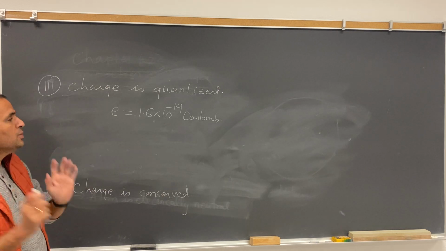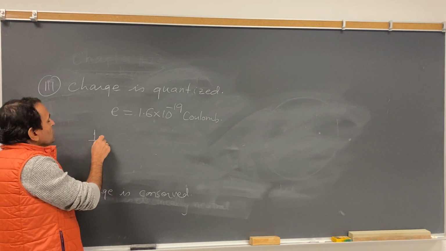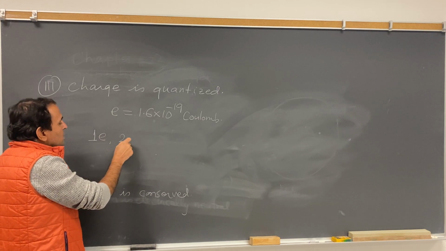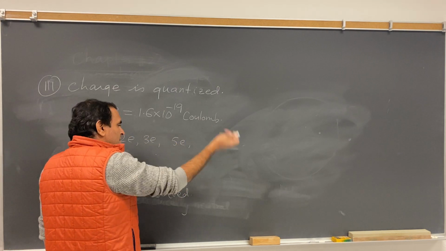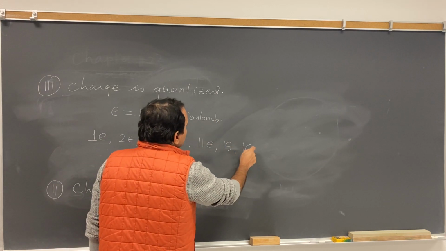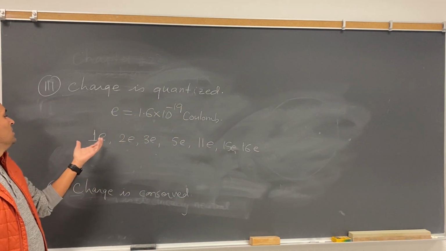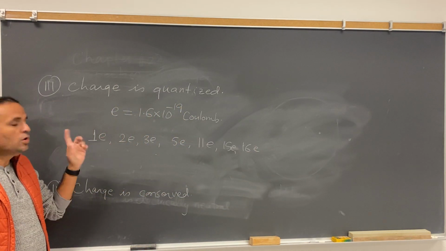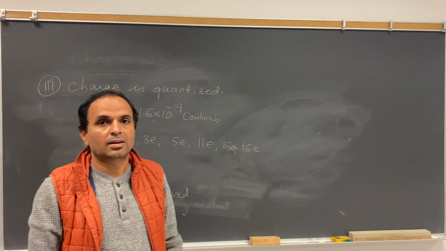Now the charge in any particle can be written like this: you have either 1 times e, 2 times e, 3 times e, 5 times e, 11 times e, 15 times e, 16 times e, an integral multiple like this. Whole number: 1e, 2e, 3e, 4e, 5e, 6e, like that.